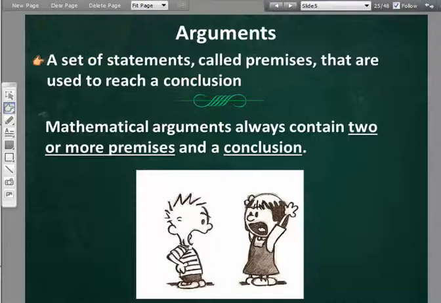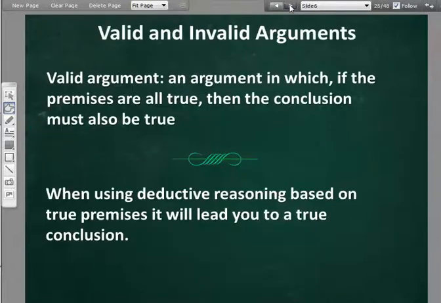Okay, arguments. A set of statements called premises that are used to reach the conclusion. Mathematical arguments always contain two or more premises and a conclusion. Valid and invalid arguments. Valid argument: an argument in which if the premises are all true, then the conclusion must also be true. When using deductive reasoning based on true premises, it will lead you to a true conclusion.